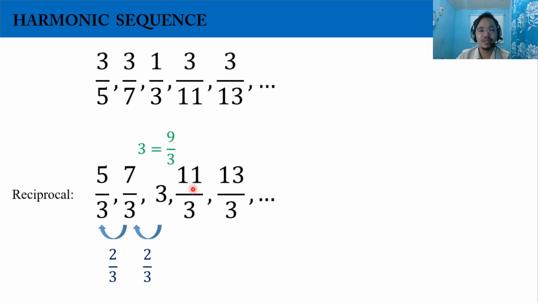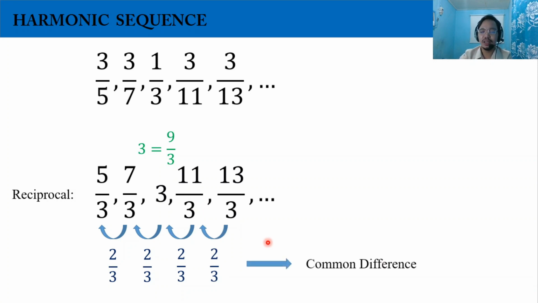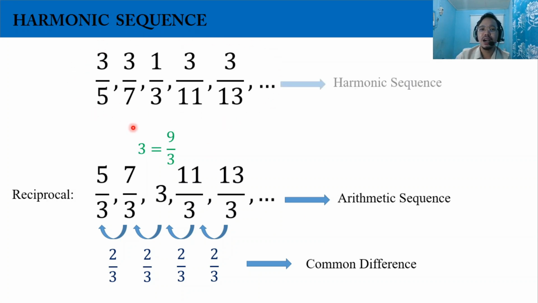Then 11/3 minus 9/3 is 2/3. Then 13/3 minus 11/3 is also 2/3. So this is the common difference, and this is an example of an arithmetic sequence. So from here, we can confirm that this sequence is a harmonic sequence.